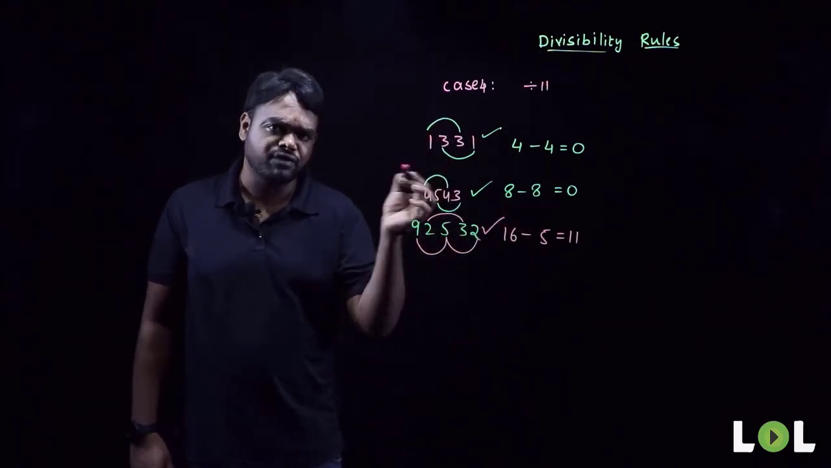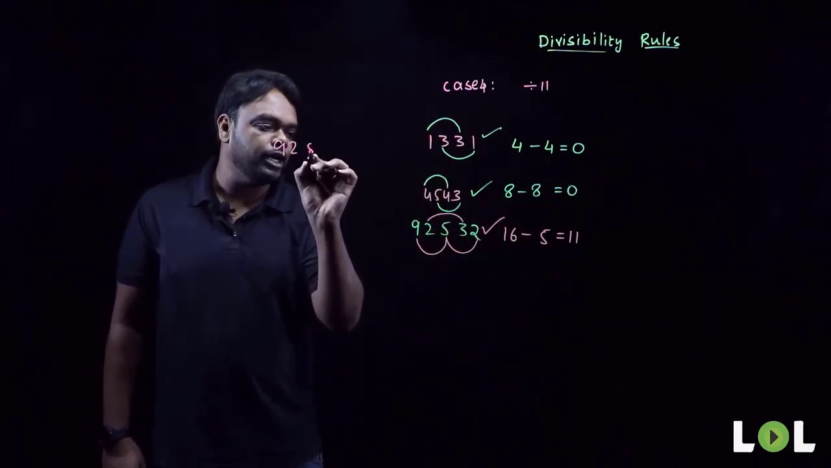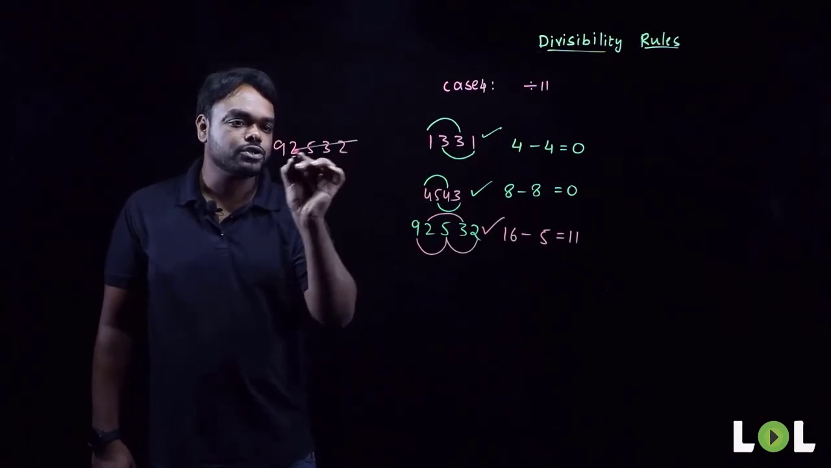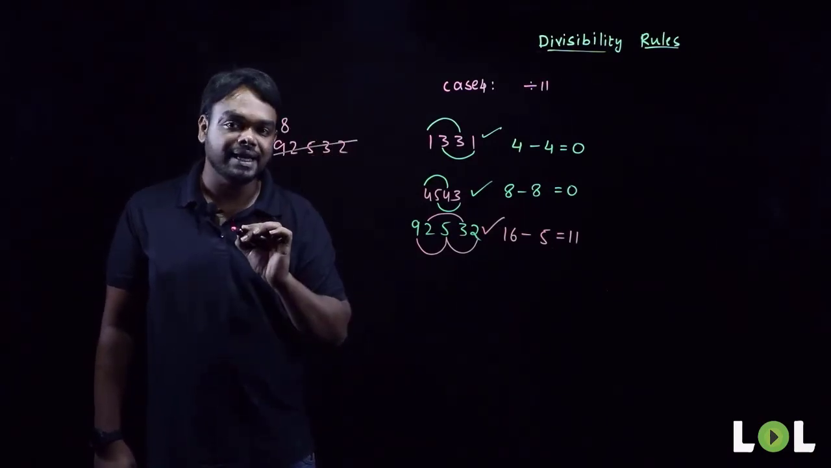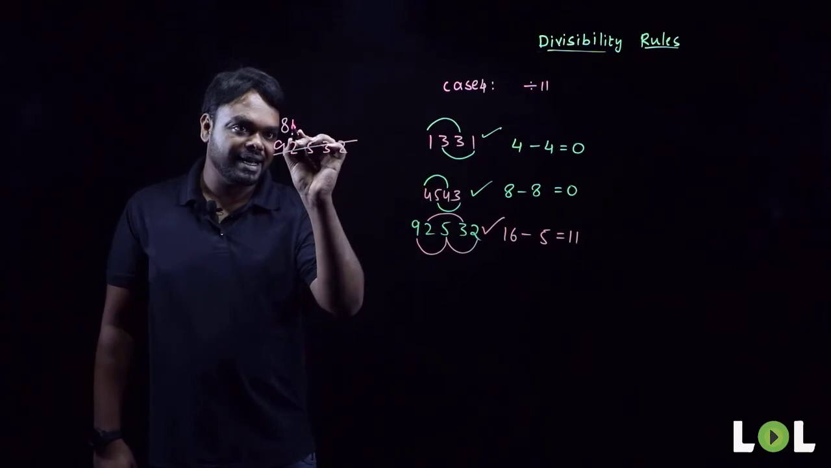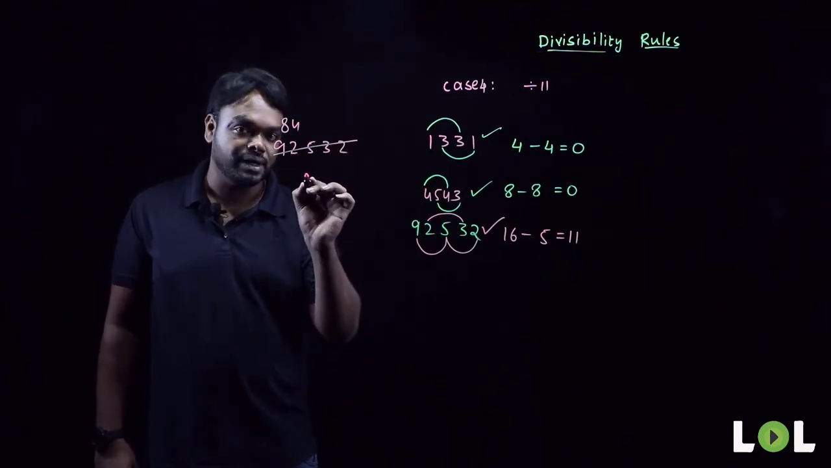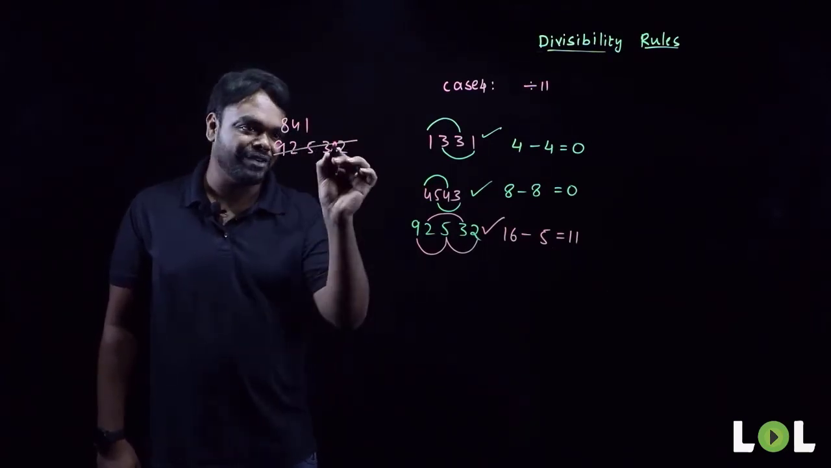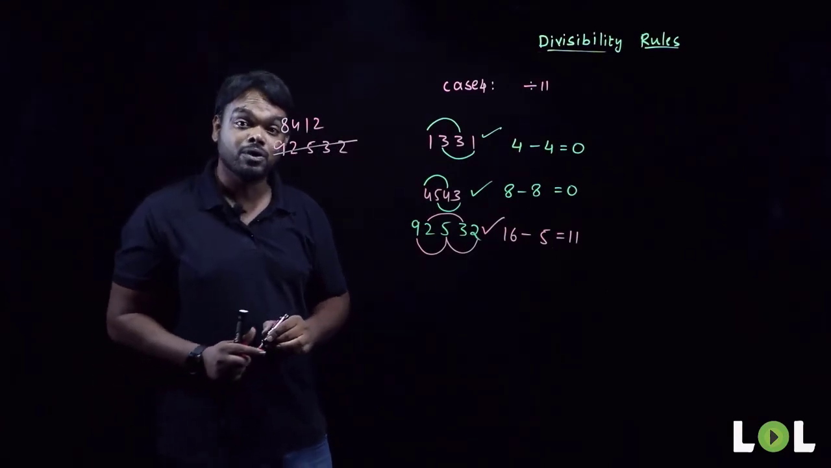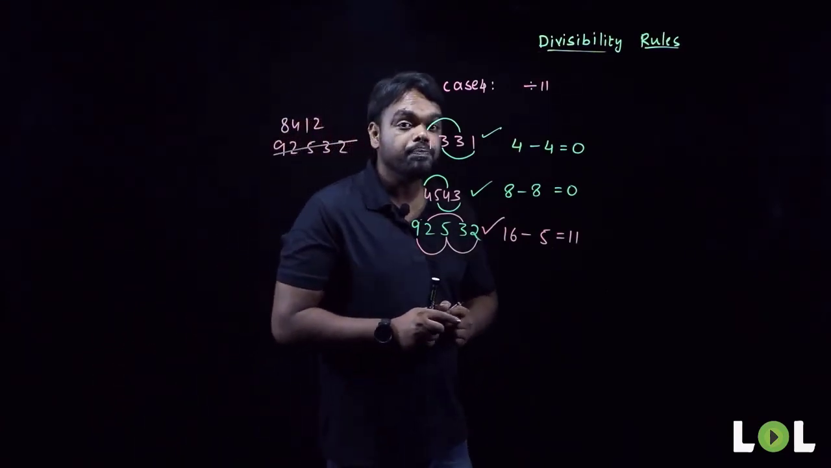If you want to cross verify it manually, let's do it. 9, 2, 5, 3, 2. Check it. 11 8s is 88. 4 left out, 45. 11 4s 44. 1 left out, 13. 11 1s 11. 2 left out, 11 2s 22. Absolutely divisible.